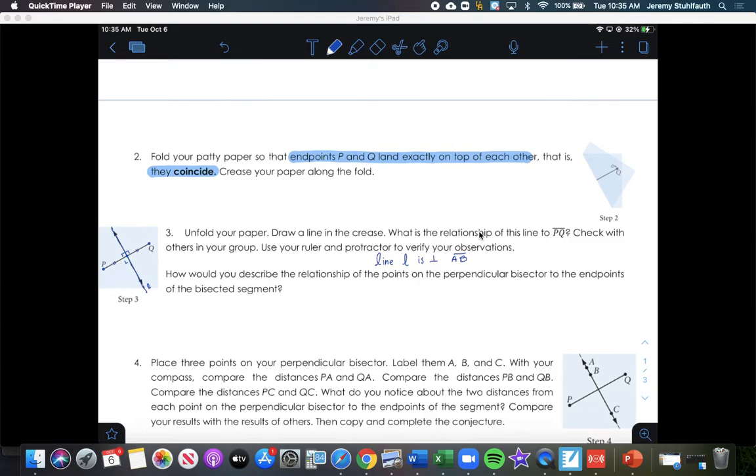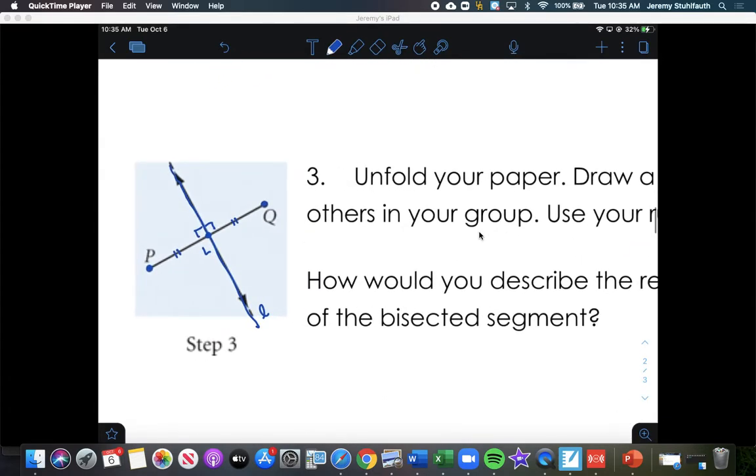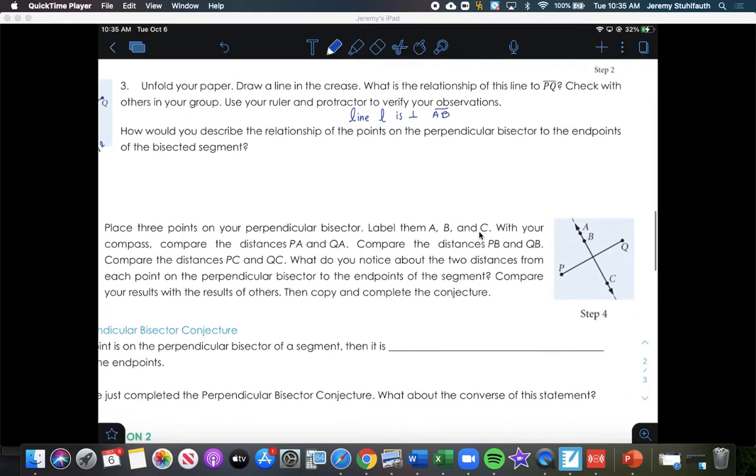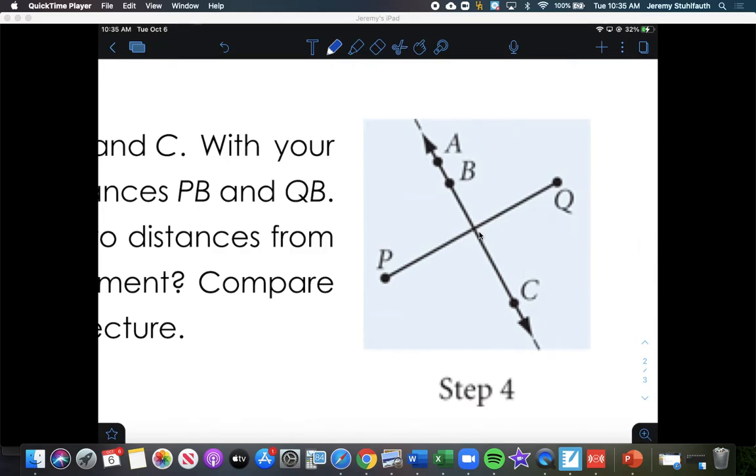So it says, how would you describe the relationship of the points on the perpendicular bisector to the endpoints of the bisected segment? So here's what this is asking. If we take any points on the perpendicular bisector, so if we look at this picture here, we have the exact same picture that we had just up there, except this time I put down 3 points on that perpendicular bisector. So what we would then want to do is measure the distance from P to A and from A to Q. And what we would find out is that those distances would be congruent.